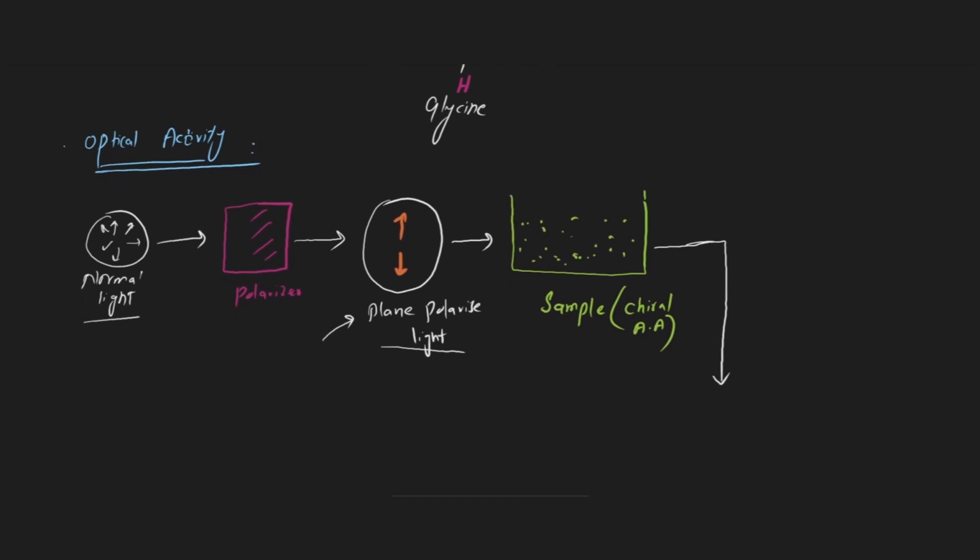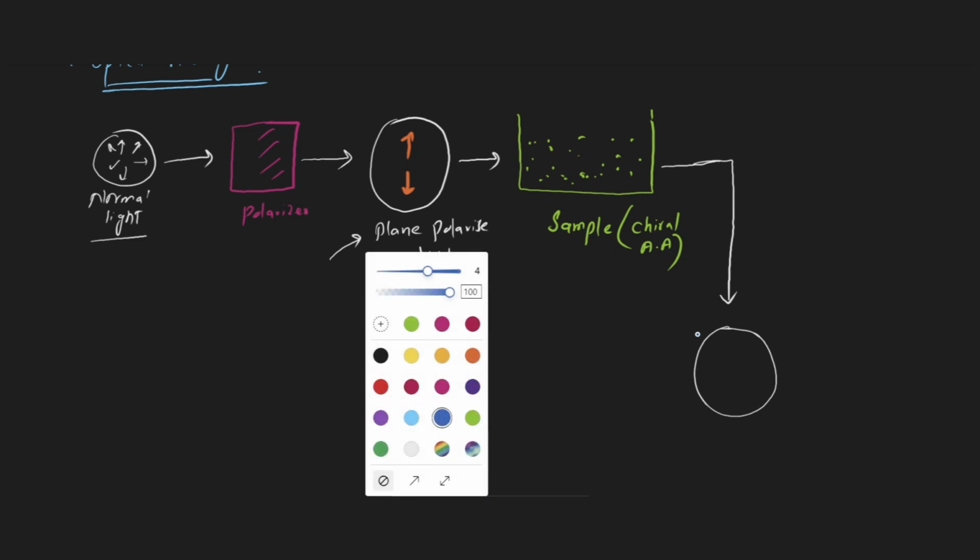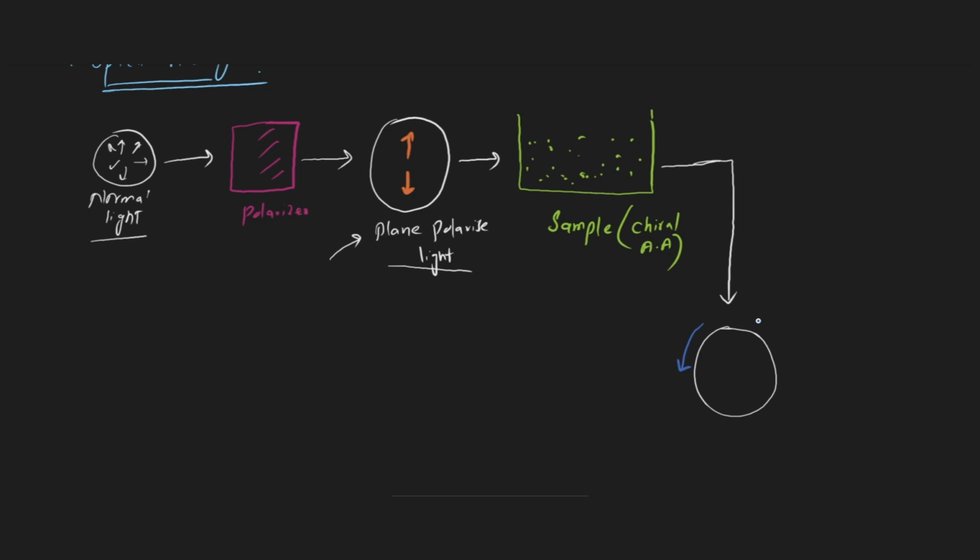Now, when you pass this plane polarized light through this chiral amino acid sample, it is going to rotate this light. Now your light is going to be rotated either in the left hand side direction or in the right side direction. So if in the sample the majority of the amino acids have rotated this light into the left side direction, then that process is called Levorotation.